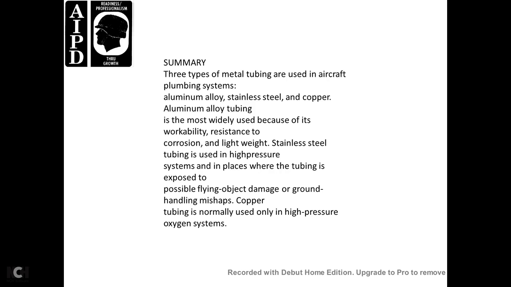There are three types of metal tubing used in the aircraft plumbing system: aluminum alloy, stainless steel, and copper. Aluminum alloy tube is the most widely used because of its workability, corrosion resistance, and light weight. The stainless steel tube is used in high pressure systems and in places where the tubing is exposed to possible flying object damage and ground handling mishaps. Copper tubing is normally used only in high pressure oxygen systems.